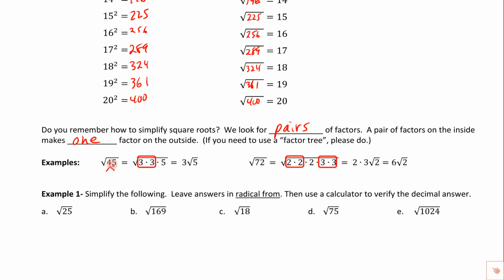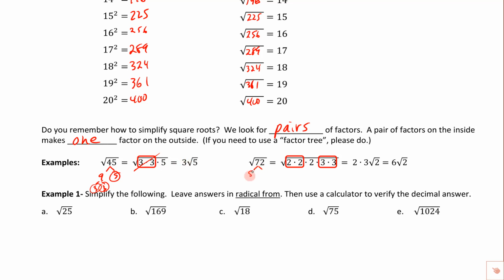So on this problem right here, the way we got the 3 times 3 times 5 so we could identify the pairs is this is 9 times 5. And that's 3 times 3. So there are the prime factors. So we put those underneath there. And then we're looking for pairs of factors. Pair of 3's on the inside means we've got 1 on the outside. So a radical 5 left outside.